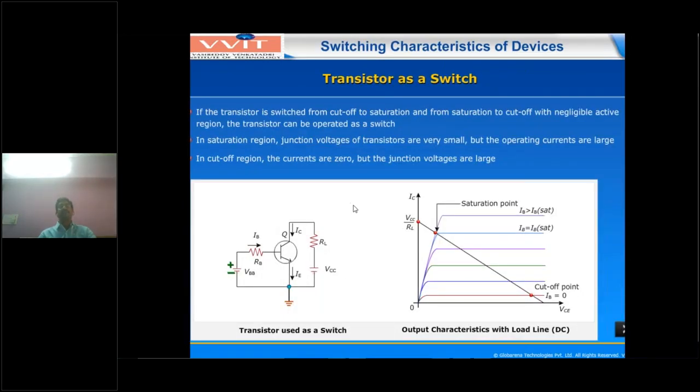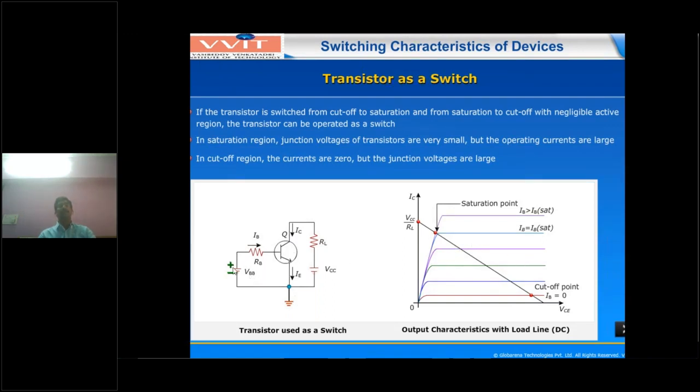How does it operate? Whenever the input voltage is less than V gamma, IB equals 0. With IB equal to 0, this part is called the cutoff region. Whenever the input voltage is increased, IB becomes greater than 0, and the transistor goes into the active condition. In the active condition, the transistor is on, and current flows from collector to emitter. This part is called the active region.